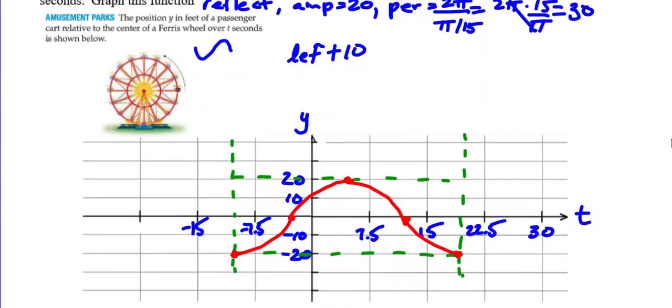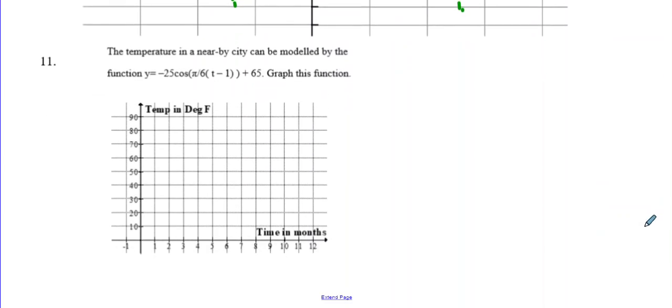Alright, and one more. This one's about the temperature of a city, and it's going to work out pretty much the same. It's another negative cosine, so it's going to be reflected. Okay, it was hard to write that. But this is your shape generally. 25 is going to be the amplitude.